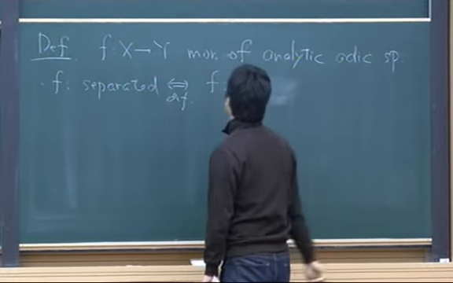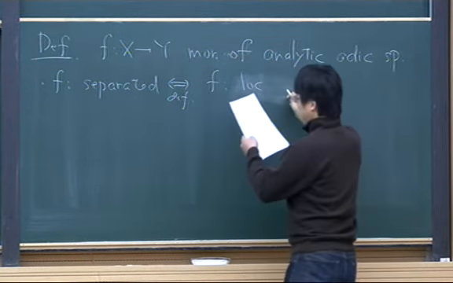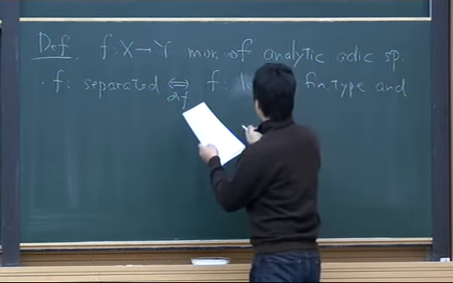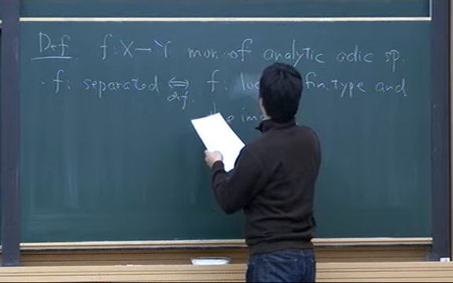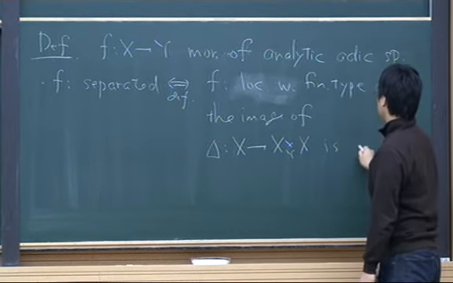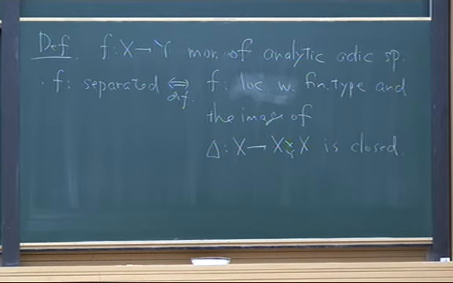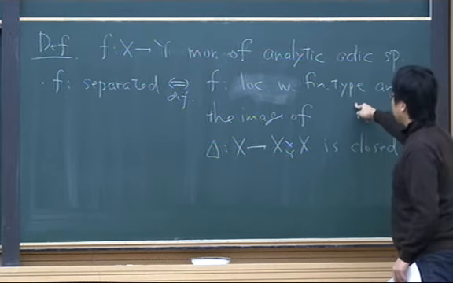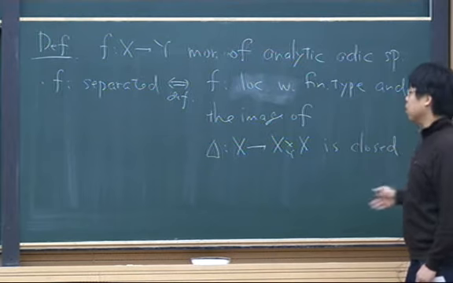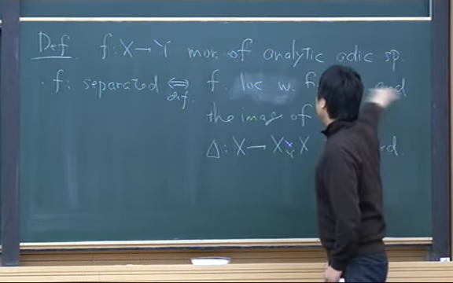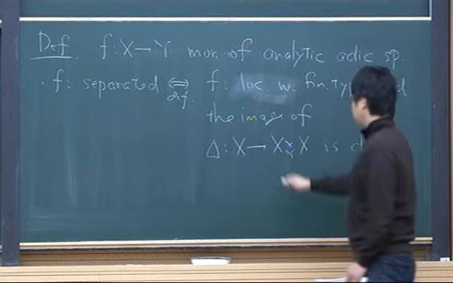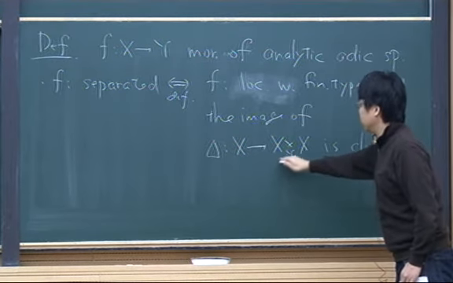So f is said to be separated if f is locally weakly of finite type and the image of the diagonal map X → X×X is closed. But this condition is simply for the existence of this fiber product, so you don't need to care about it. In the case of schemes, we need no assumption on finiteness. So this condition is only for the existence of this fiber product.